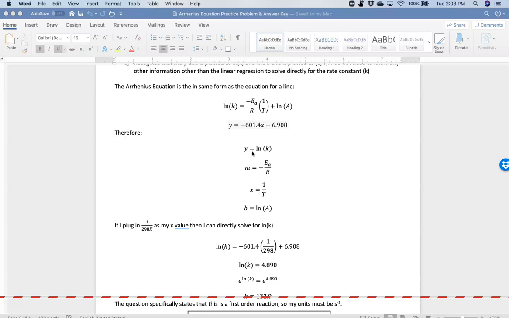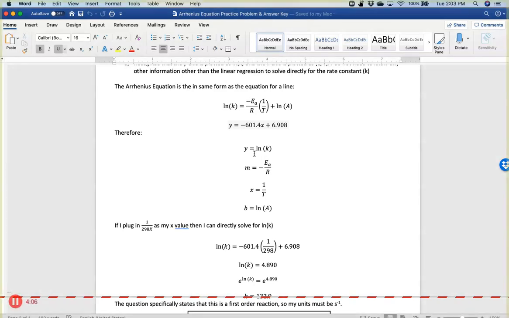So I know y equals the natural log of k. Why do I know that? Let's take a look. The natural log of k is y. We know my slope m is equal to negative Ea over R. My x is the reciprocal of temperature, 1 over T. We're going step by step. My y-intercept is the natural log of A, and there it is. So I have all of this information, and I can pull out all of those constants.